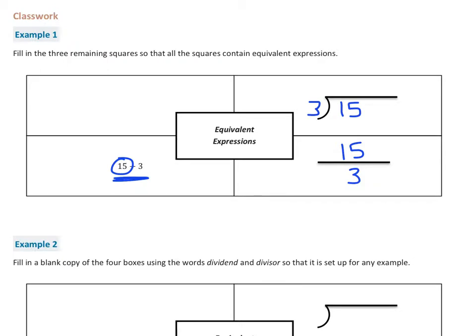So how would we write that in word form? We could say the quotient of, because quotient is the answer to a division question. And then we say the big number first, or the number, I guess it doesn't always have to be bigger, but the dividend first. The quotient of 15 and 3. And of course we could spell out 15 and 3 if we really want to make it word form.